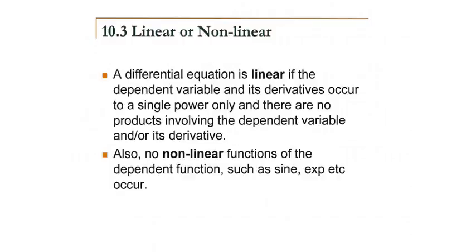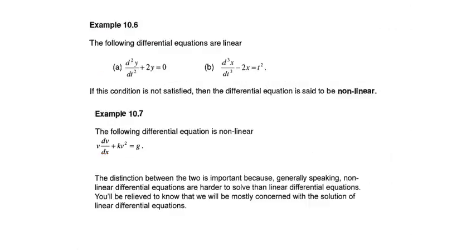A differential equation is linear if the dependent variable and its derivatives occur to a single power only, and there are no products involving the dependent variable and or its derivative. Also, no non-linear functions of the dependent variable such as sine, exponential, etc. occur. Right, so what does that all mean? Best thing is to look at examples here. So here we have good examples of linear equations.